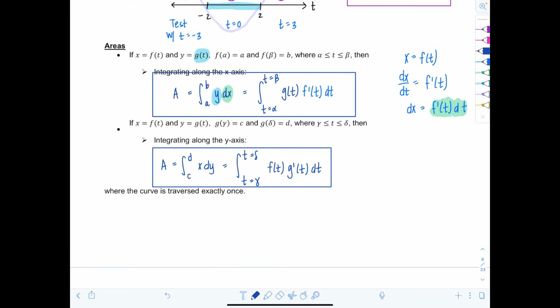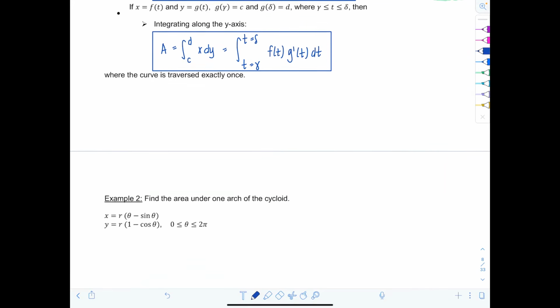Good. And the curve has to be traversed exactly once. So if the curve retraces over itself, then this formula will not give you the accurate area. It'll typically overestimate it. Okay, are you ready for some examples? I just got a couple for you, don't worry.